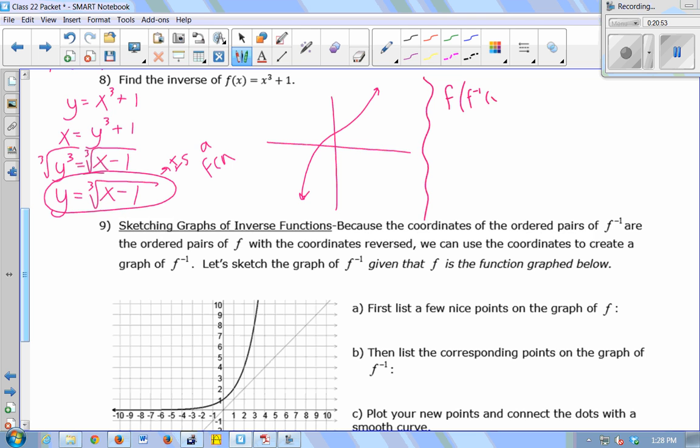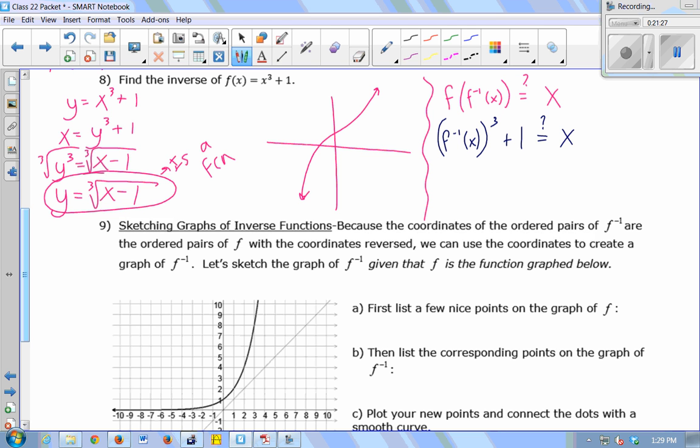f inverse of x equals x, right? So we should check it. So let's do it. Thank you for reminding me. All right, so this is my f inverse. So f is a function that cubes things and adds 1. But instead of an x into the function, I'm going to put in an f inverse. So this is going to be f inverse of x cubed plus 1. That's f of f inverse of x, right?